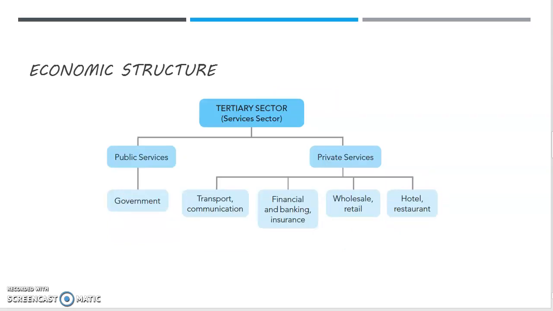Well, lastly is about the tertiary sector. It comprises public and also private sectors. So here we say it's public services: all the services done by the government and its agencies. While for the private sectors, we can divide it into transportation, communication, financial, banking, insurance, wholesale and retail, also hotels and restaurants. So these are all about the economic structure.